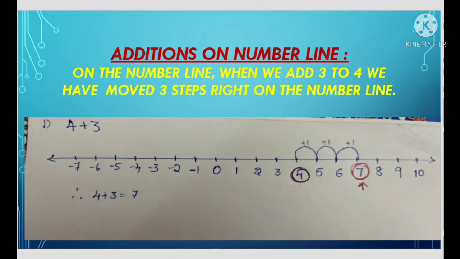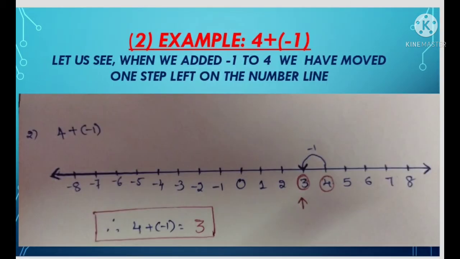Now let us see another question. What happens here? 4 plus minus 1. When we add minus 1 to 4, we move one step left on the number line. It means if we add a negative integer, we move left on the number line by that number of steps. If we add a positive integer, we move right.